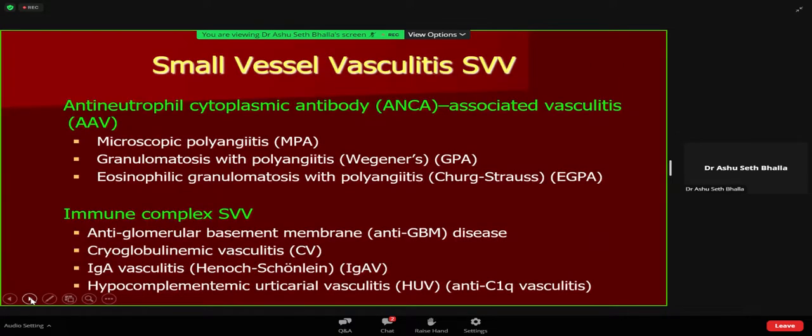Now let's summarize and try to differentiate amongst the various types. So to reiterate, we discussed ANCA-associated vasculitis as three entities: MPA, GPA, EGPA. And what we saw so far, we saw very distinct features between GPA and EGPA. Immune complex, I told you that Goodpasture or anti-GBM is the prototype. And these are the other immune complex deposition diseases such as IgA-associated or cryoglobulinemic.